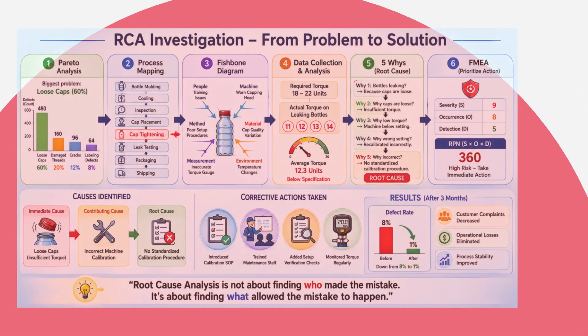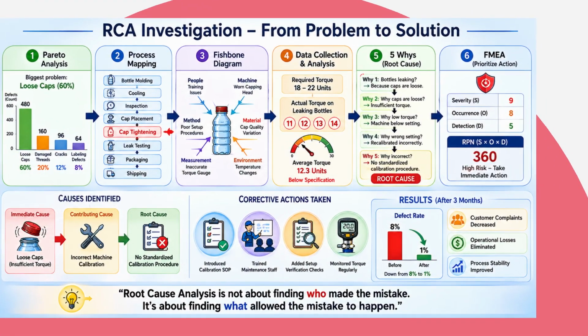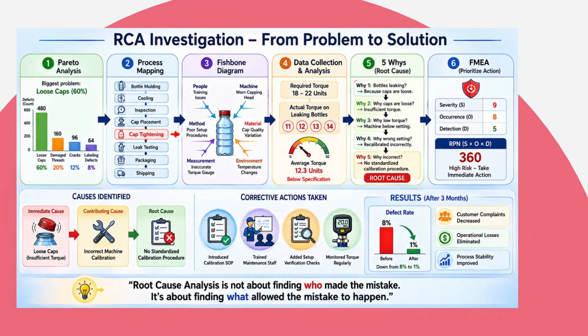Let's summarize the investigation. Pareto analysis helped identify the biggest problem. Process mapping showed where it occurred. The fishbone diagram identified possible causes. Data collection provided evidence. The 5 whys uncovered the root cause. And FMEA helped prioritize action. The immediate cause was loose caps. The contributing cause was incorrect machine calibration. The true root cause was the absence of a standardized calibration procedure.